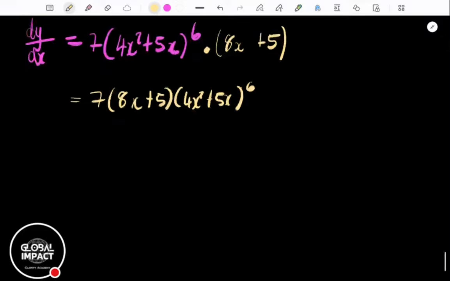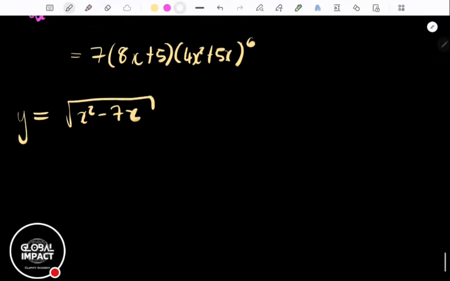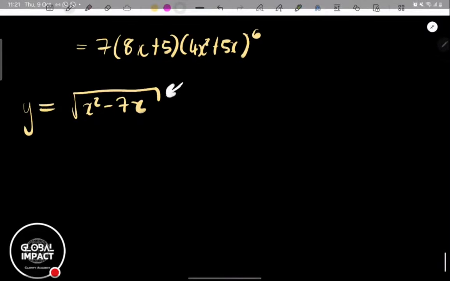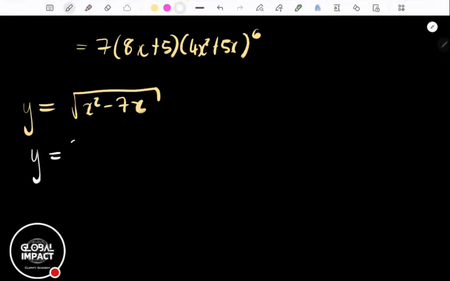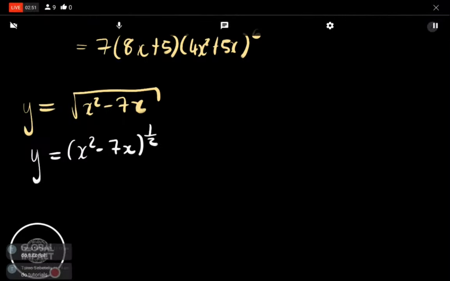Even if you got something like this, y is equal to the square root of x squared minus 7x, what do you do? You can't differentiate roots. So you're going to change it to say y is equal to (x squared minus 7x) to the power half. Okay? Square root is to the power half. Once it's in this form, we can see the chain rule.